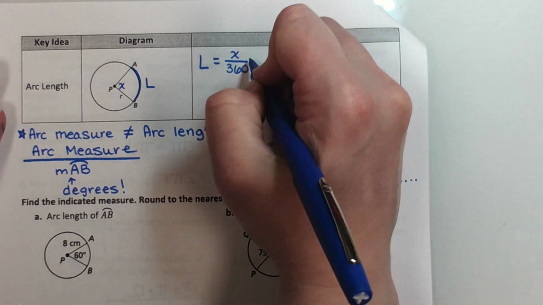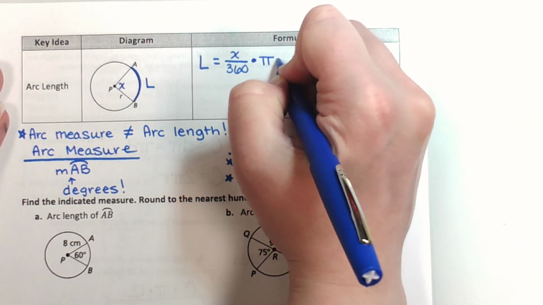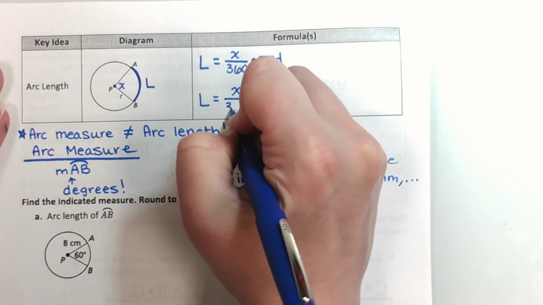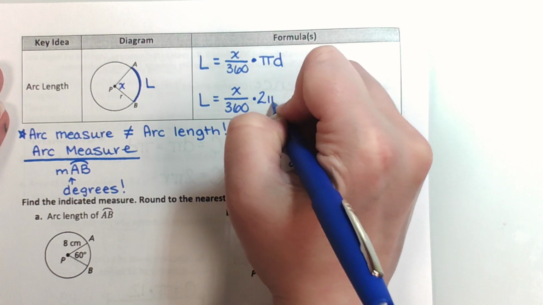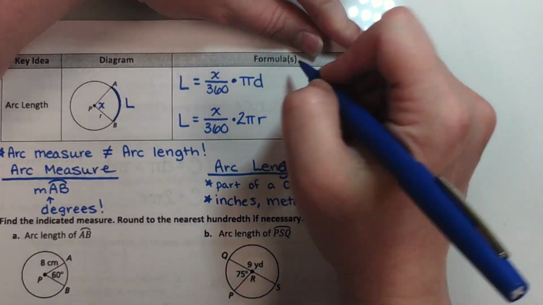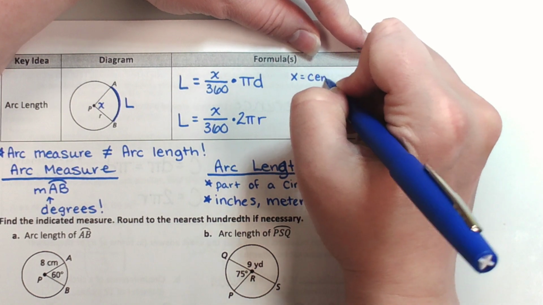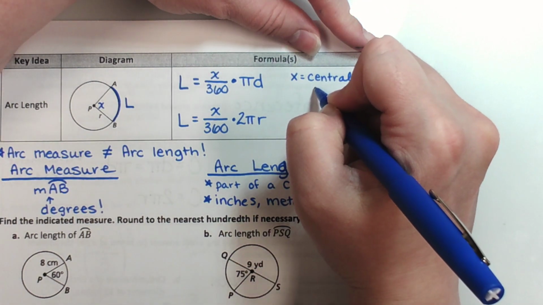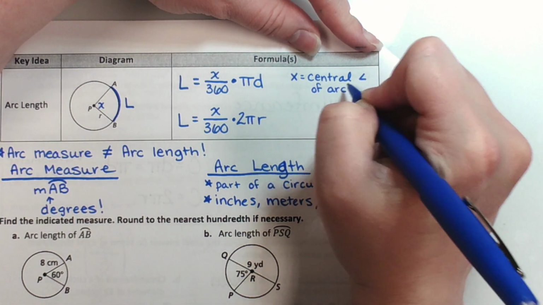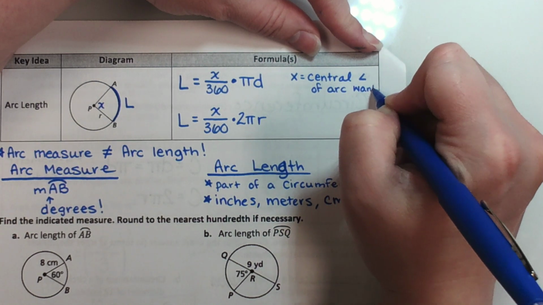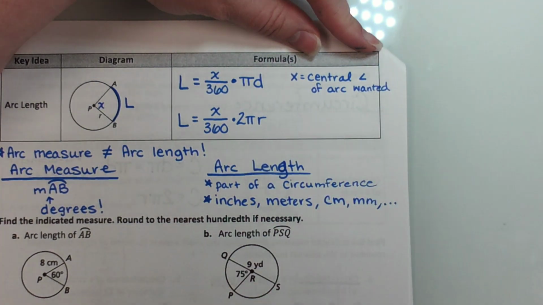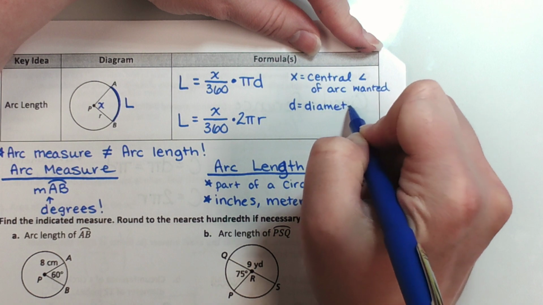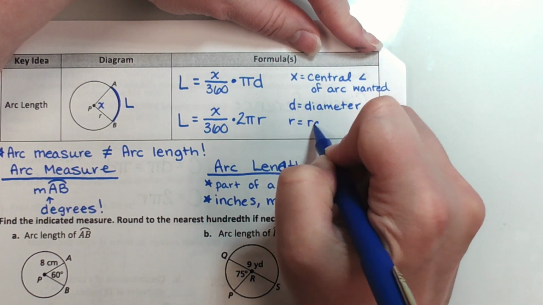And I multiply that by the circumference formula. Pi times d is one option. Or x over 360 times 2 pi r. X is the central angle, specifically of the arc that we're wanting. D is diameter. R is radius.